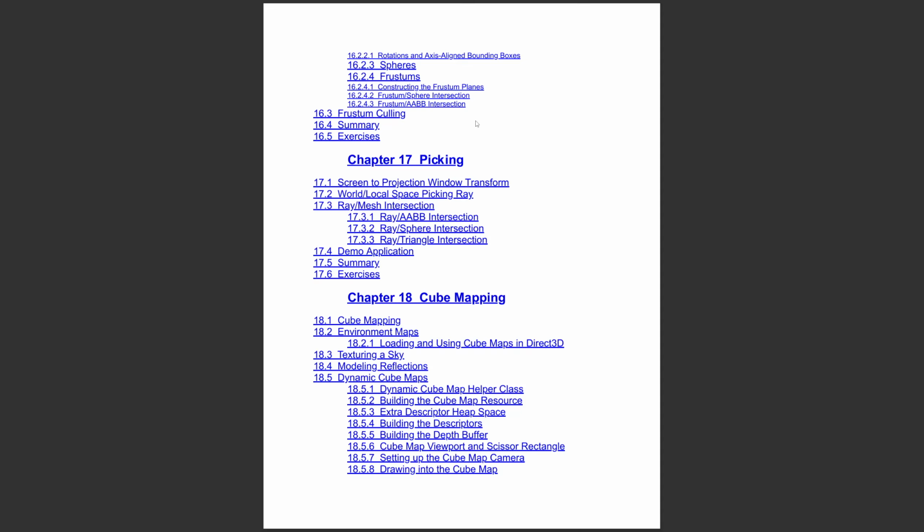With chapter 18 covering cube mapping, which I believe is going to be like our skyboxes and stuff. So cube mapping, we have our environment maps, so loading and using cube maps in Direct3D. We texture our sky. Okay, so that sounds like a skybox.